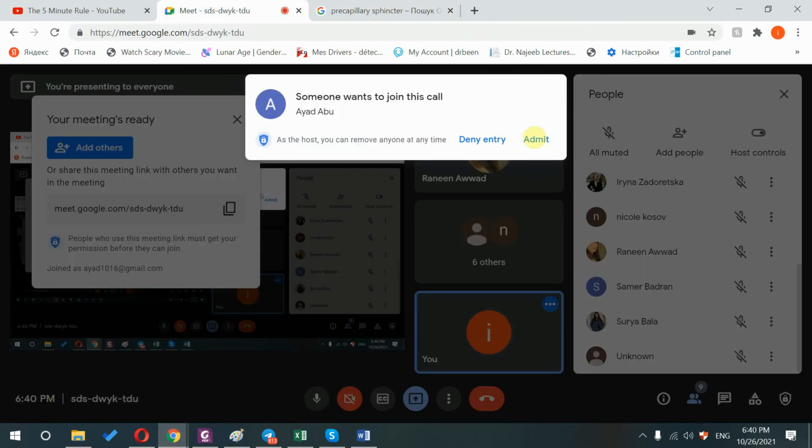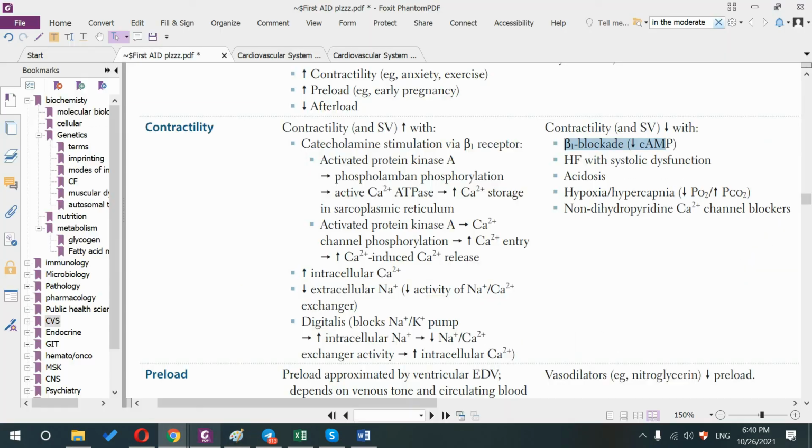Someone just joined. Okay, so the next one is heart failure with systolic dysfunction. It goes something like this. If someone has heart failure, his heart is not contracting. That's the main idea. But here they write systolic dysfunction. Well, that means in diastolic dysfunction the contractility is normal. Well, kind of, yes, but why? Because diastolic dysfunction is a problem with relaxation, but systolic is a problem with contraction. So in heart failure with systolic dysfunction there is a problem with contraction, so the contractility is decreased.